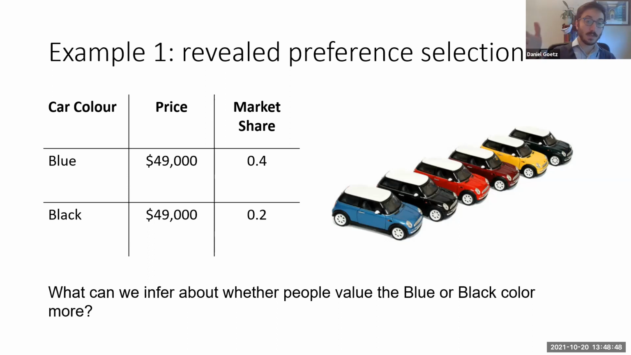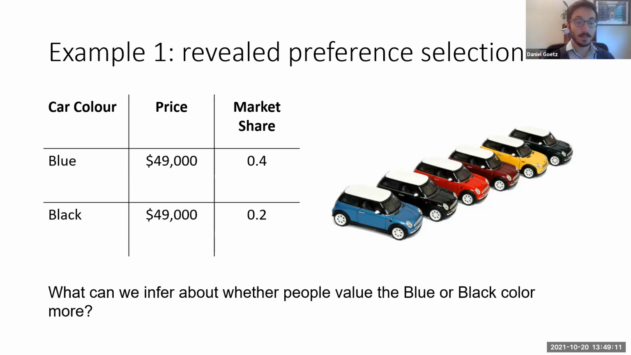What we can see in the far right column is the market shares. The market share of the blue Mini is 0.4, and the market share of the black Mini is 0.2. Those add up to 0.6, so that's not the complete market. All the other colors also account for some market share, but here we're just focusing on blue and black.